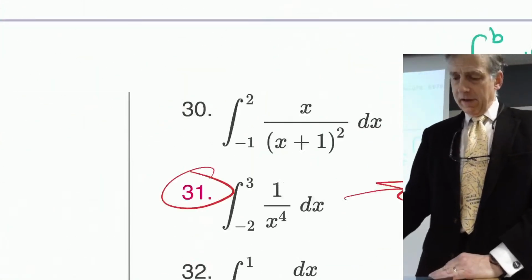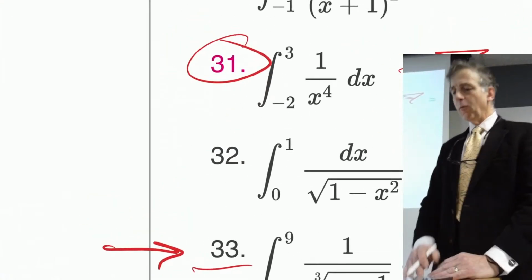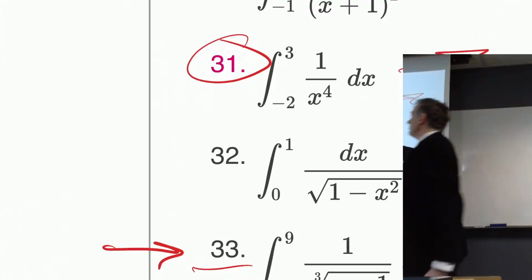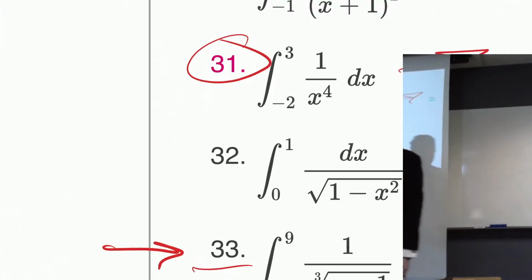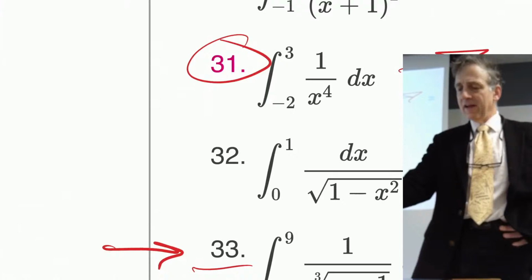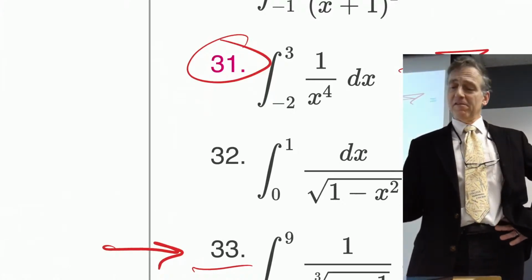And then, let's see, we had a couple more that I wanted to point out. Oh yeah, okay, so here, what could be improper about 1 over x to the 4th? There's no problem at x equals -2, no problem at x equals 3. The problem occurs in the middle, so you have to recognize that 0 is between -2 and 3, and that is a problem.